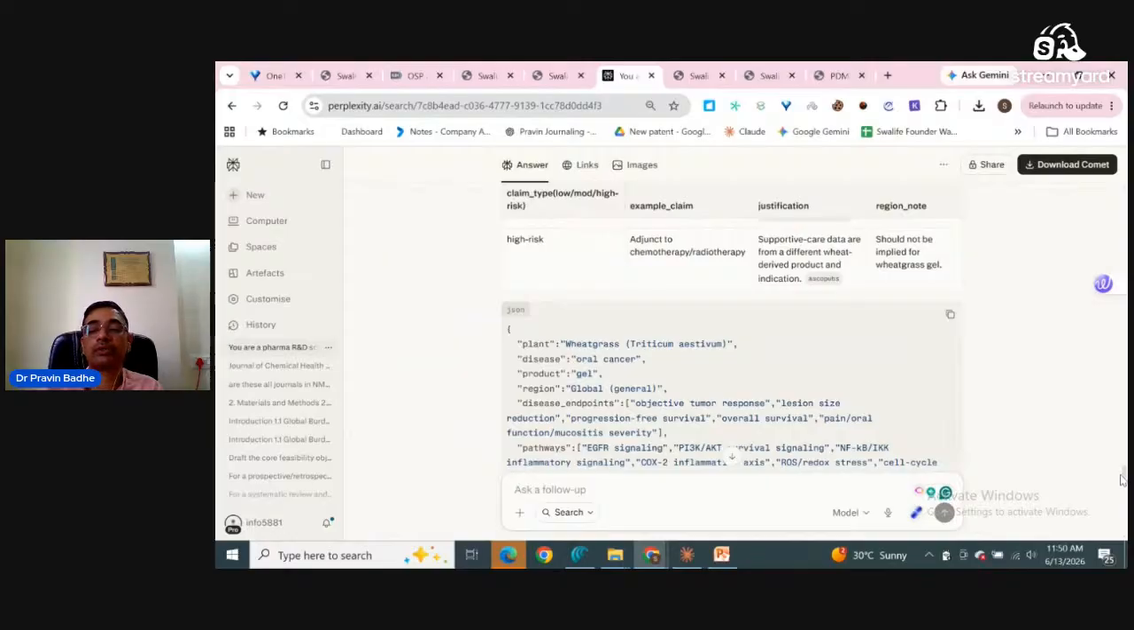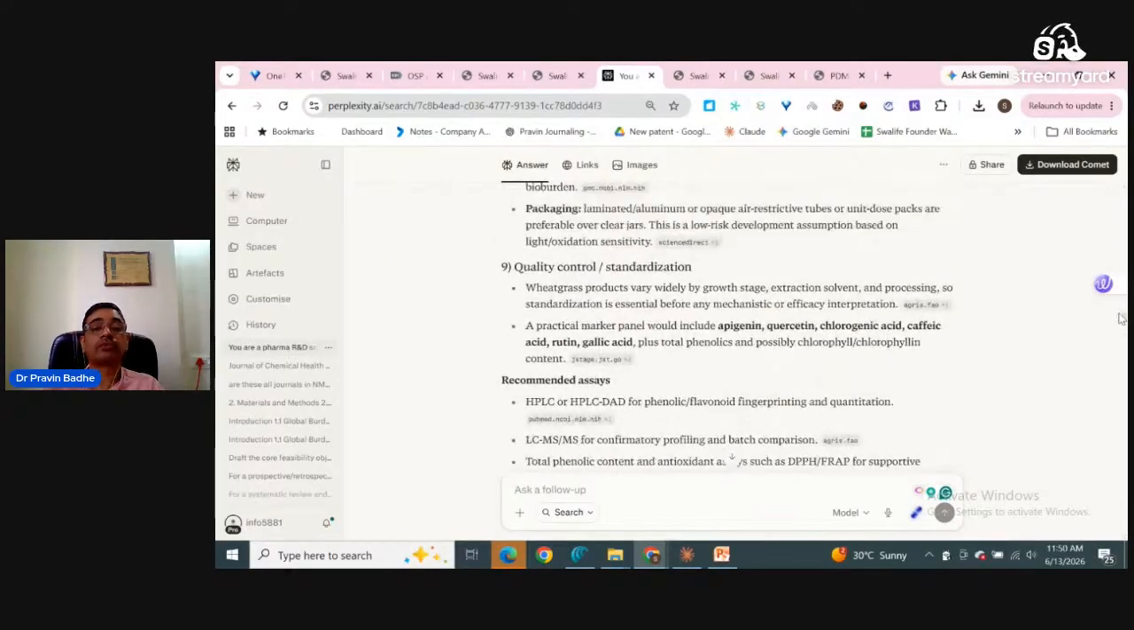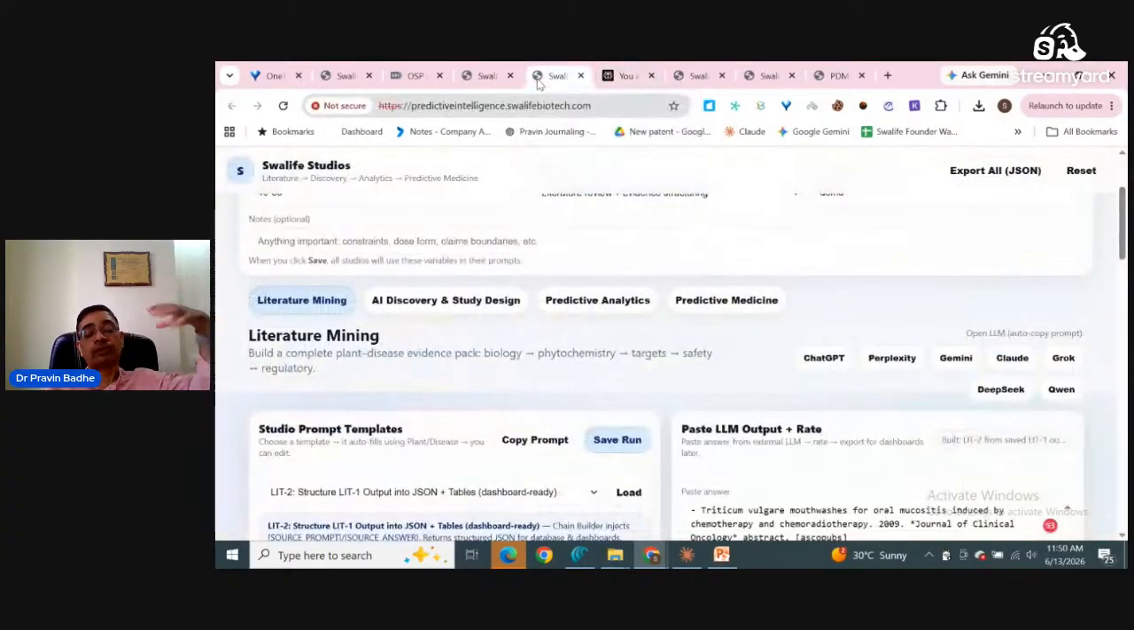So it gives you a complete picture. A JSON file is also created, which can be utilized for any other LLMs. So it gives you a structural picture from the literature, from the data which you got from the first prompt. And with this second one, you will have a dashboard there, which will help you understand where wheatgrass in oral cancer, as a starting point, is sitting. Once you got that information, that is your first step.